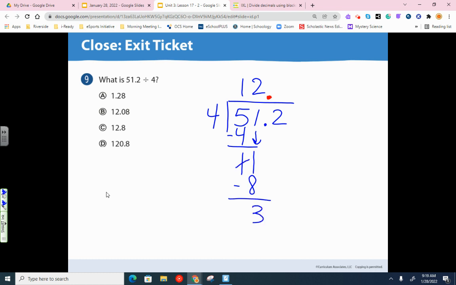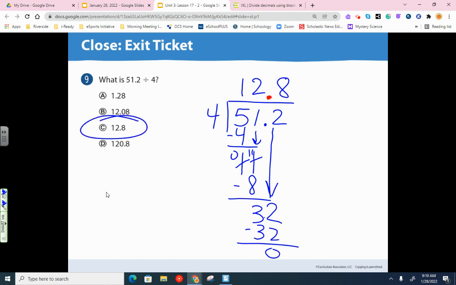Yes, you could borrow, but look at what happens. You end up with 11 minus 8 anyway. So sometimes you don't have to borrow. Use your best judgment on that. And 4 into 32 goes 8 times. And we got nothing left over. And our answer is C.